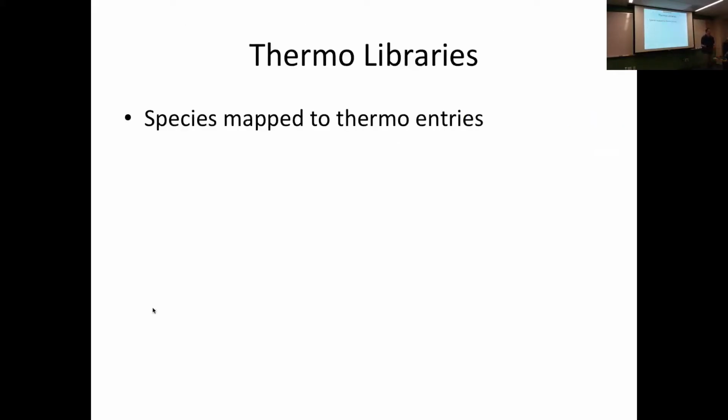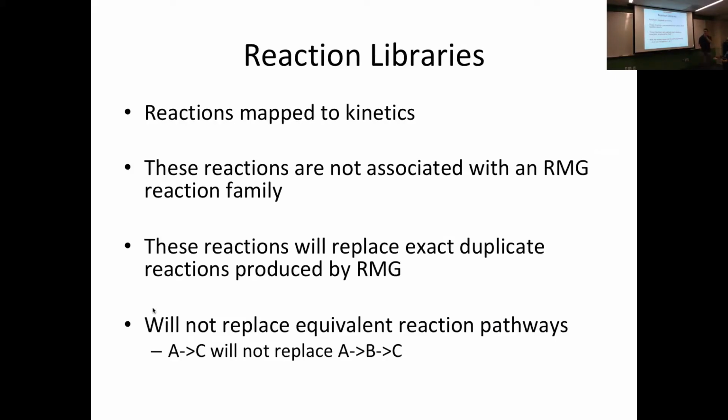So just to quickly go over libraries. Thermo libraries are essentially just a list of species structures that are mapped to thermo values. Quite simple. Reaction libraries are worth a little bit more talking about. Yes, they are reactions, sets of species reacting to make other sets of species, but reaction libraries are not associated with an RMG reaction family.